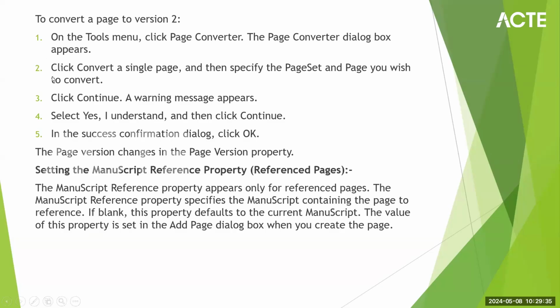Click continue. A warning message appears. Select yes, I understand, and then click on continue. So that's a warning dialog box before continuing, before changing the version. In the success confirmation dialog, click OK. The page conversion changes the page version property.